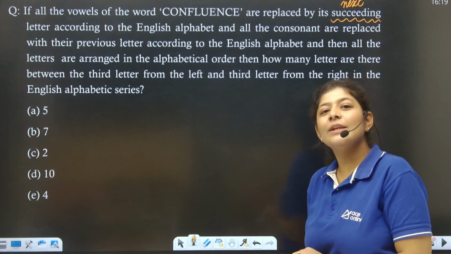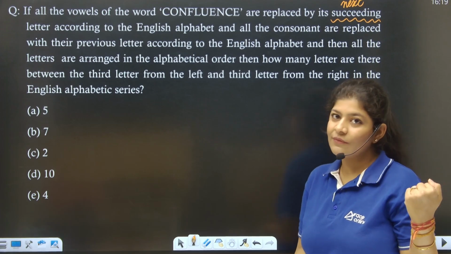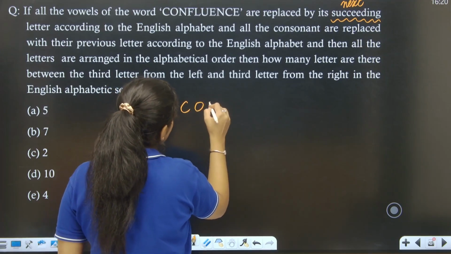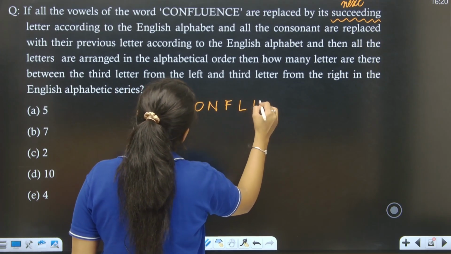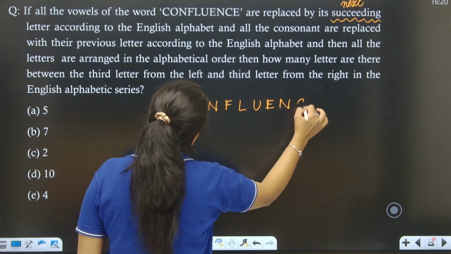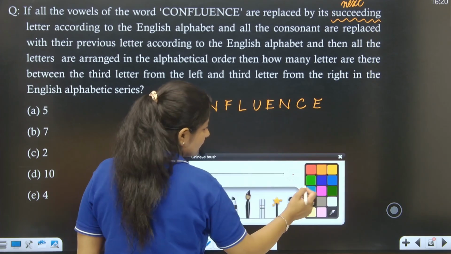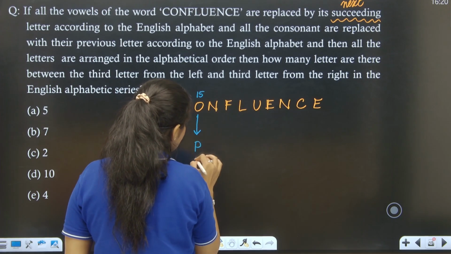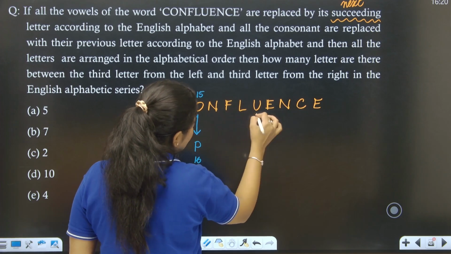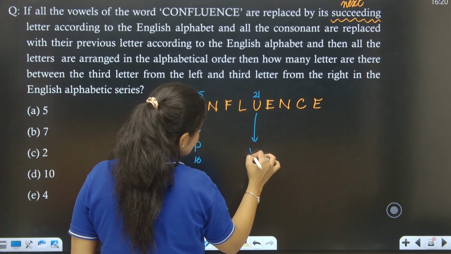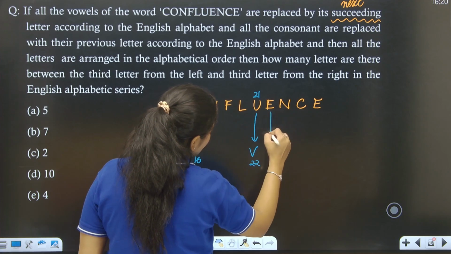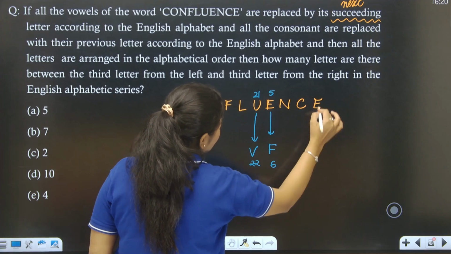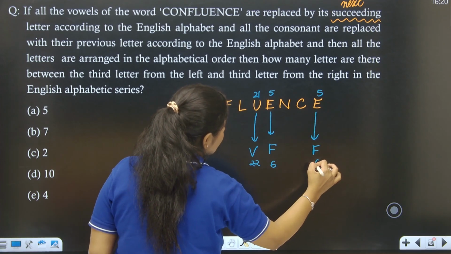So basically we just need to follow the instruction given here and answer accordingly. Here is the spelling. How many vowels are we having? First we will convert the vowels. Here we have O, that means P, and U, that means V, and E becomes F.